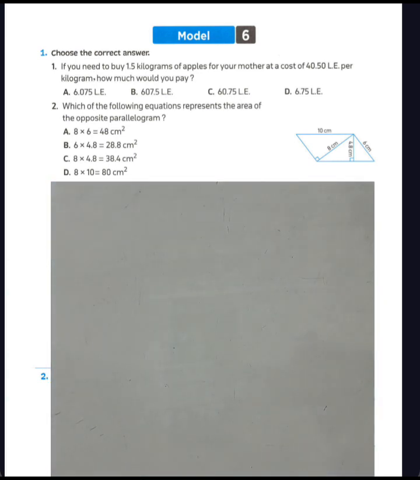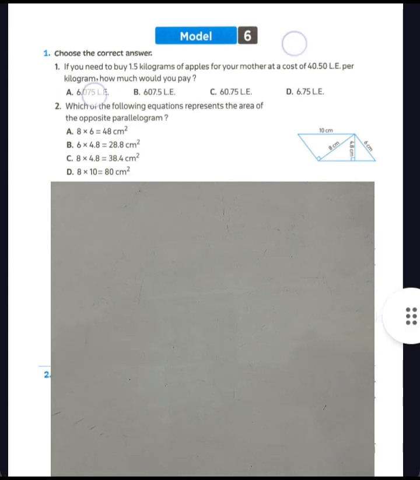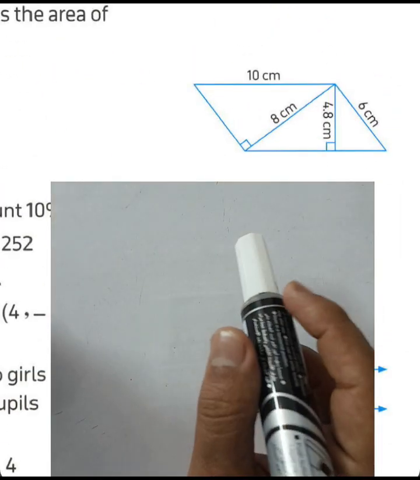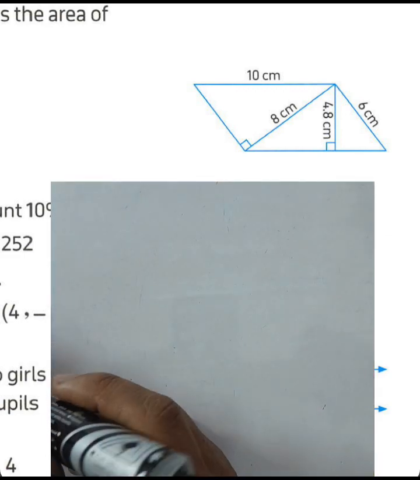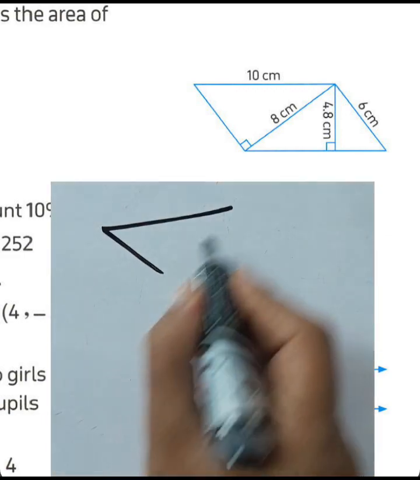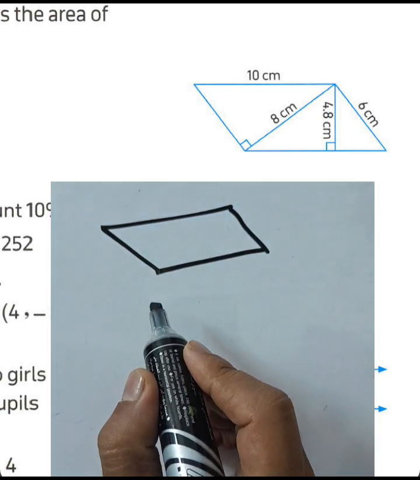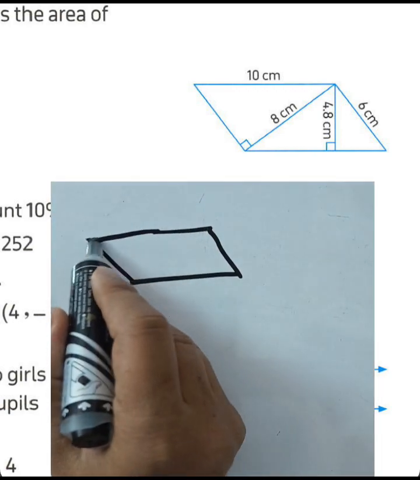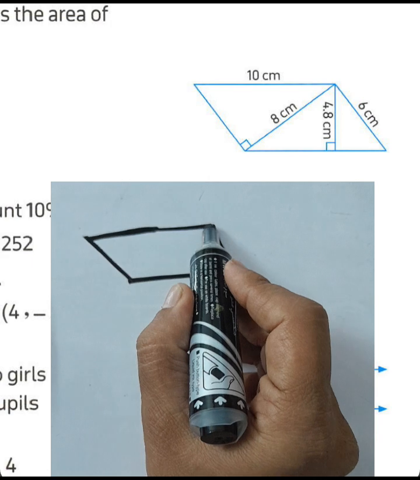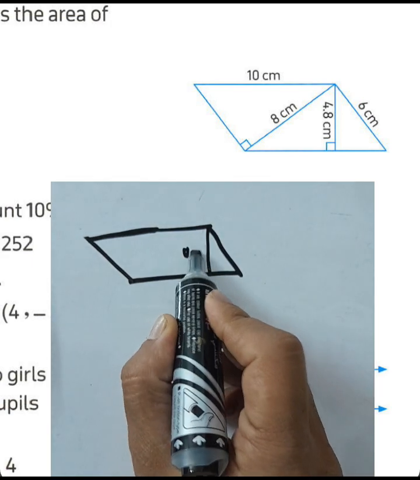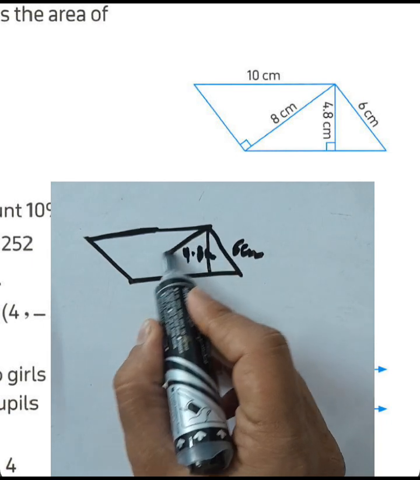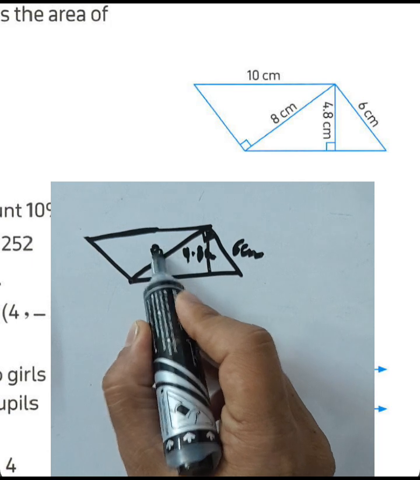Okay, in any parallelogram there are two different bases, longest and smallest. Look at this example. We have 8 centimeters perpendicular to the base 6 centimeters. Look at this parallelogram. We have two bases. This height was 4.8 centimeters, and here 6 centimeters is the base, and the corresponding height was 8 centimeters.